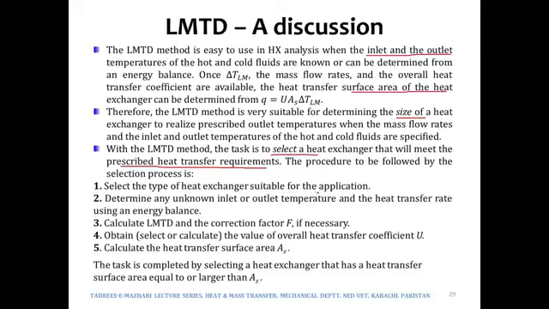Select the type of the heat exchanger suitable for the application, means shell and tube, and we need to determine the number of passes, 1 pass, 2 pass, or spiral heat exchanger, or plate heat exchanger, or whatever kind of heat exchanger it is. Determine any unknown inlet or outlet temperatures. So this must be known. We must know all the inlet and outlet temperatures. Calculate log mean temperature difference and correction factor if necessary, means if it is a multipass heat exchanger or a cross flow heat exchanger, then we also need to calculate the correction factor. If it is a parallel flow heat exchanger or counter flow heat exchanger, then we do not need to calculate the correction factor.